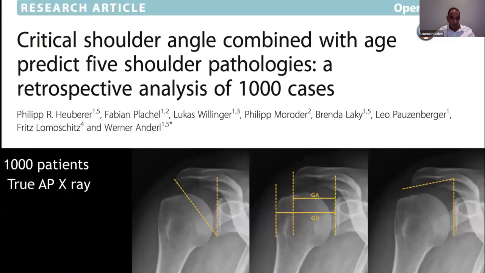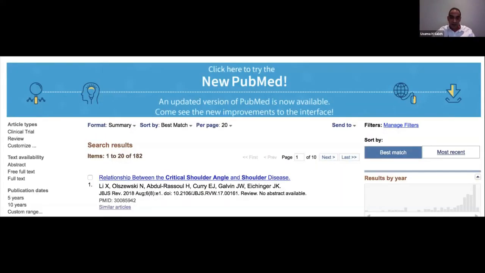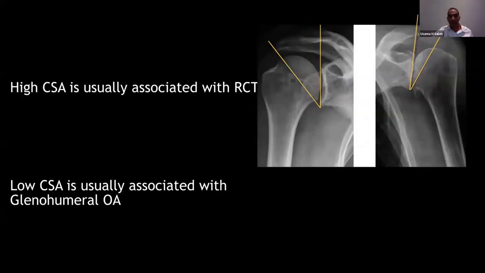It's not actually only Christian Gerber. There is a group from Germany. They looked at 1,000 patients as well. And they compared the three parameters, critical shoulder angle, acromion index, lateral acromion angle. And they found the same result. Yes, it is more linked to rotator cuff arthropathy than any other measurements, the critical shoulder angle. That's why when you look at PubMed, you'll find hundreds of articles looking at the critical shoulder angle.